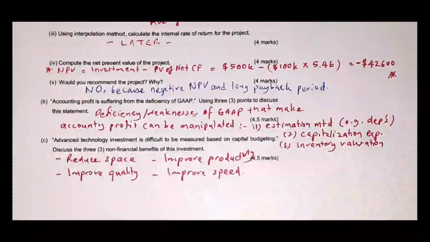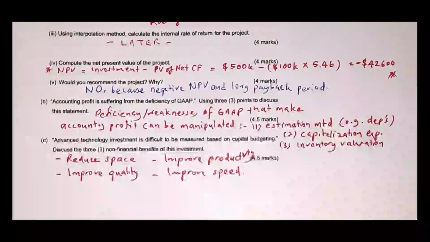So how to answer this question? The answer that you can give is like this: deficiency or weaknesses of accounting standard, or GAAP, that make accounting profit can be manipulated. There are 3 deficiencies or weaknesses. The presence of these 3 weaknesses or deficiencies makes the accounting profit able to be manipulated.